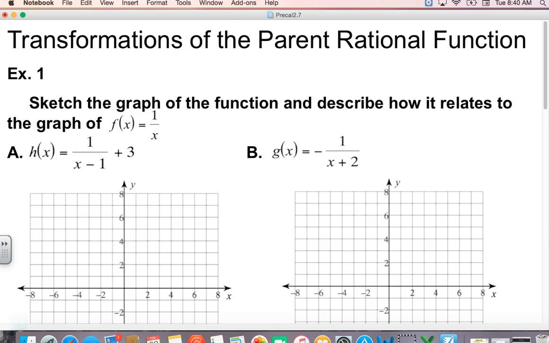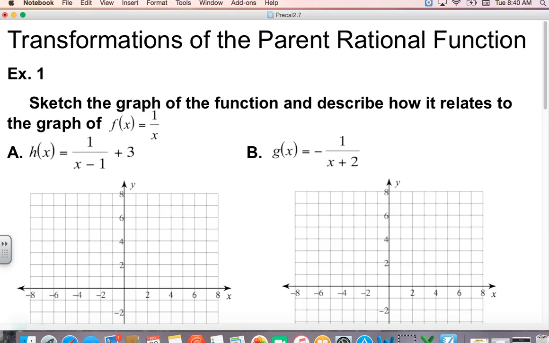First type of problem you might see are ones where you need to sketch the rational function and compare it to the parent rational function. The good thing about some of these is that they're essentially just transformations, whether you shift it up, down, left, right, flip it, all those types of things. So if you remember how we do transformations, then some of these should be pretty simple.